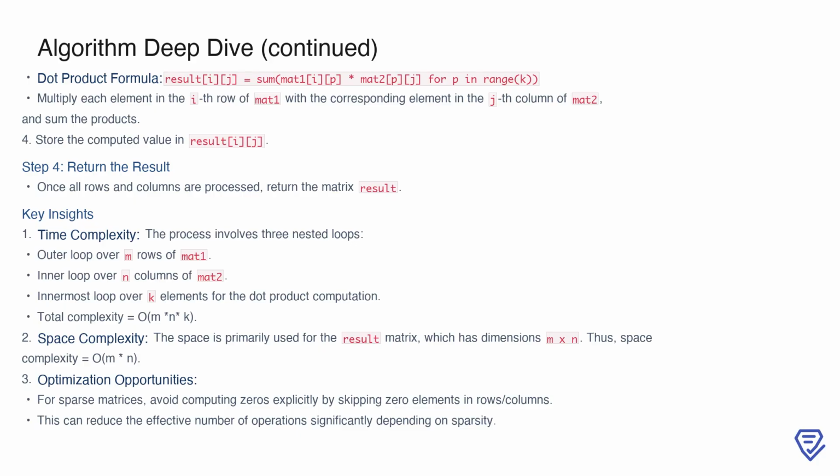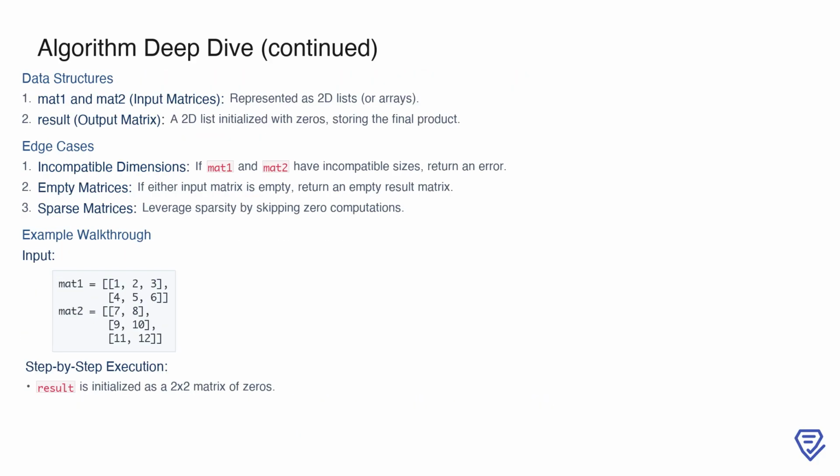For space complexity, the main requirement is the result matrix, which has dimensions m×n, giving a space complexity of O(m*n). However, we can optimize this approach for sparse matrices by skipping computations that involve zero elements, significantly reducing the number of operations in cases where the matrices contain many zeros. To efficiently implement this algorithm, we use simple data structures. Both mat1 and mat2, the input matrices, are represented as 2D lists or arrays. The result matrix is also a 2D list initialized with zeros to store the final product.